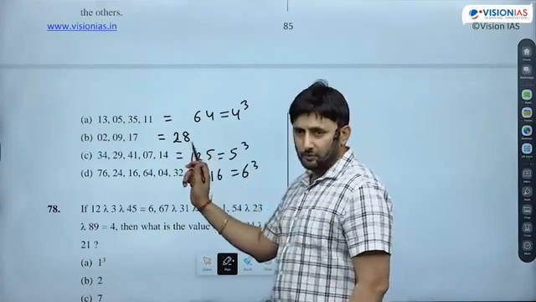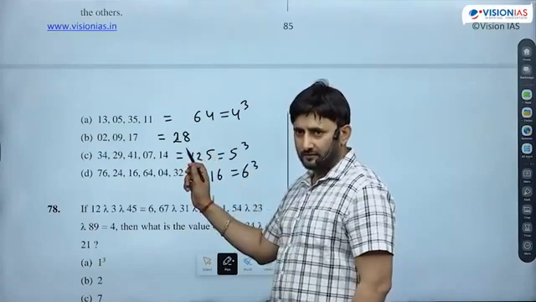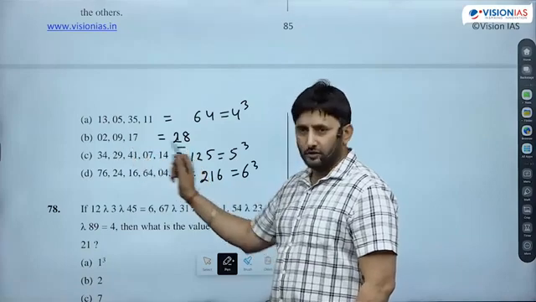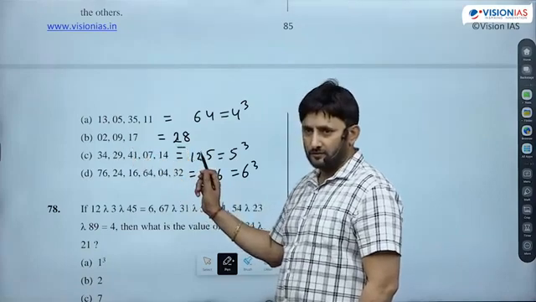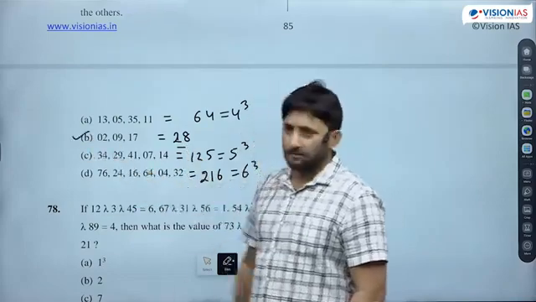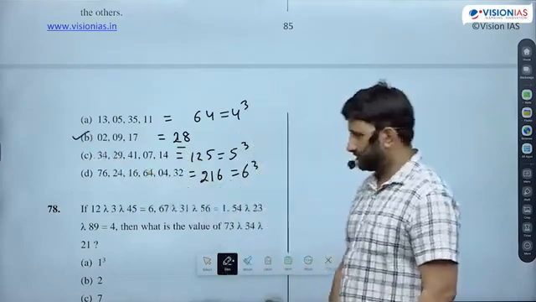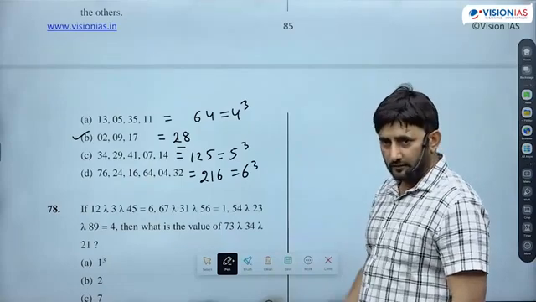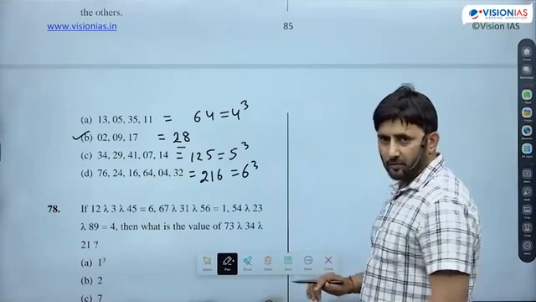So it was supposed to be 27. 3 numbers are there, so it should be 3 cube, na? But this is not there. So this is the odd one out. ये बाकी से हटके है. ठीक है? Any problem till here?